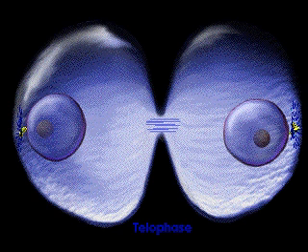Mitosis, the process of nuclear division, is now complete. Each daughter nucleus has received exactly 1 copy of each chromosome. Upon completion of cytokinesis, 2 separate daughter cells are produced.